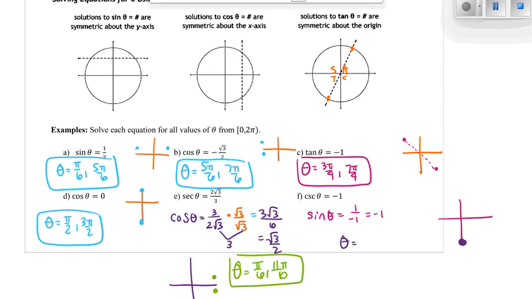And remember, sine only has one answer for where it's equal to -1 on our unit circle. So we don't actually have two answers in this one. So that is it for solving our trig equations.